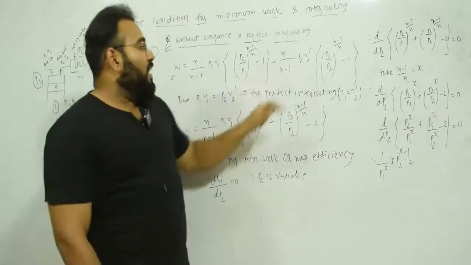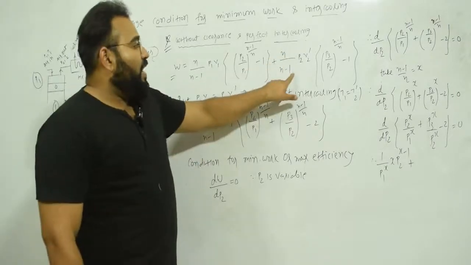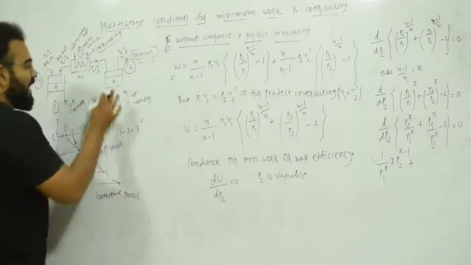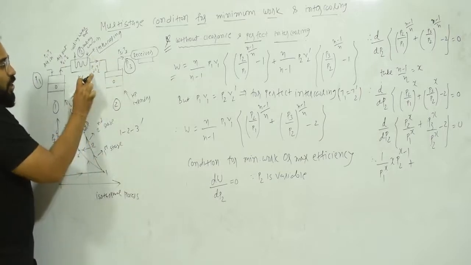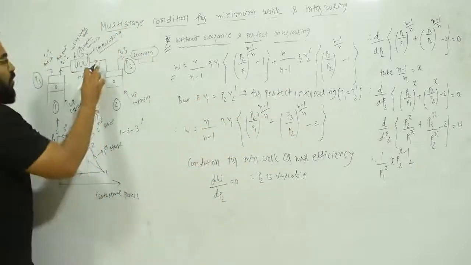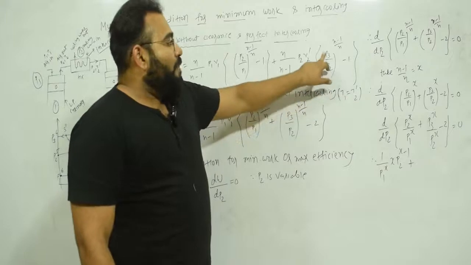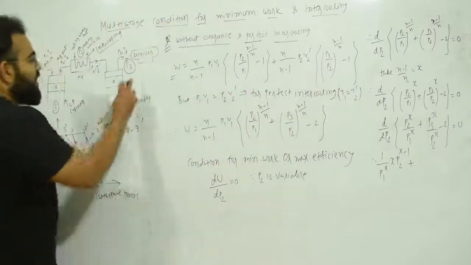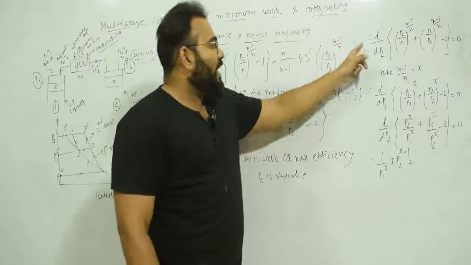Now for the second stage, you will write n upon n minus 1. Then in the second stage, what are the initial properties? That is pressure P2 and volume V2 dash. So P2 V2 dash, P3 upon P2, high pressure upon low pressure. You have to write that, because here it is P3, here P2. So P3 upon P2 raised to (n-1) upon n.